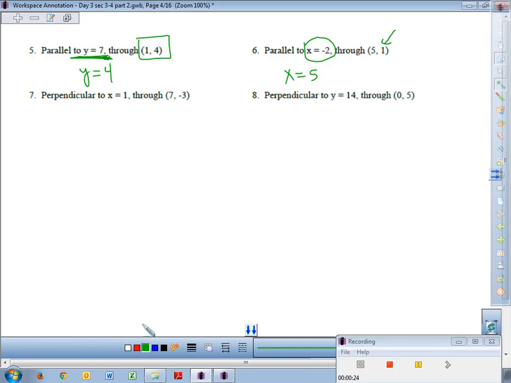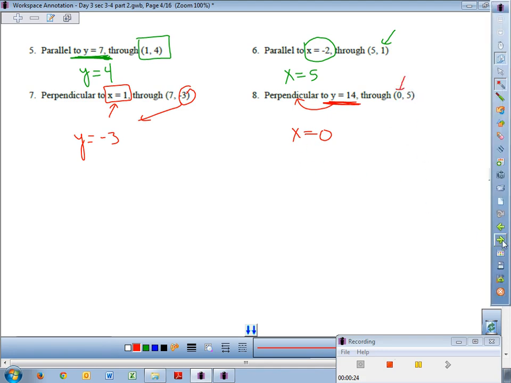But then they switch up the P word on me. They say we want to be perpendicular to this line right here, which is vertical. So if I want to be perpendicular to a vertical line, I need a horizontal line's equation. So that will be y equals -3 in this case for me to go through this particular point. Try number 8. Perpendicular to y equals 14, but going through 0, 5. So since this is a horizontal line, and we want to be perpendicular to it, I want a vertical line's equation, and I want to go through the point 0, 5, so x will equal 0.